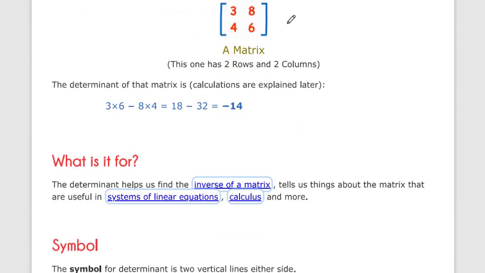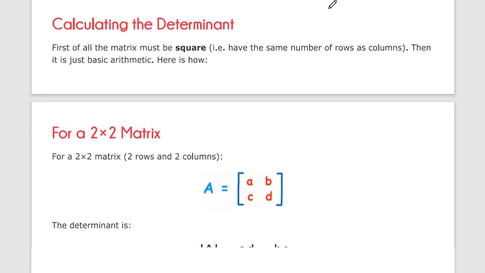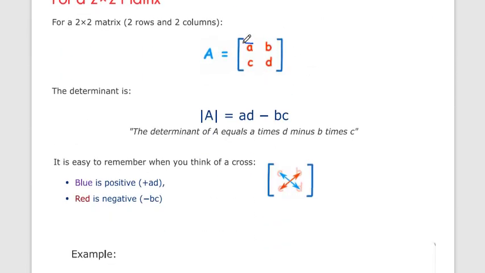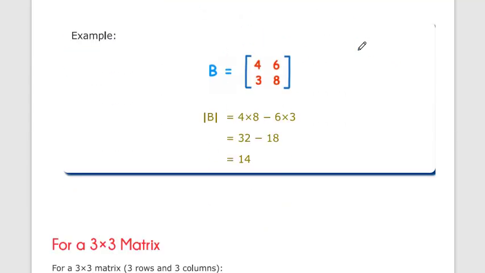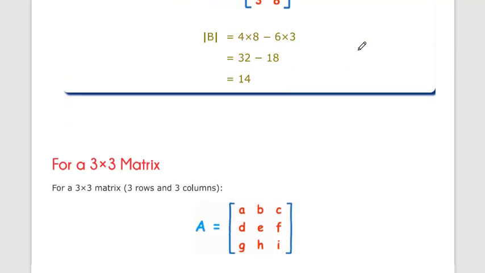Determinant, how to solve a determinant of a 2 by 2 matrix. Okay, it is simple. First multiply the diagonal quantity and then minus the other diagonal quantity, AD minus BC. A 2 by 2 matrix is simple.